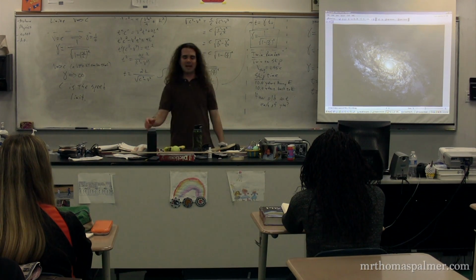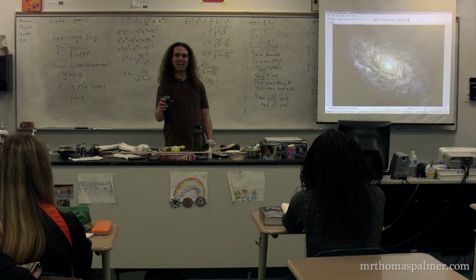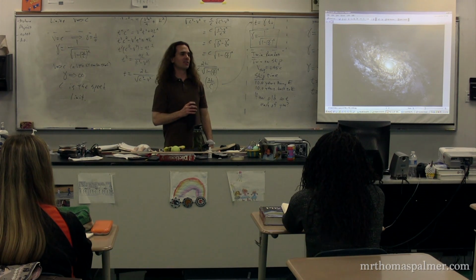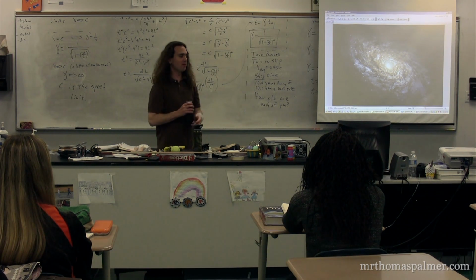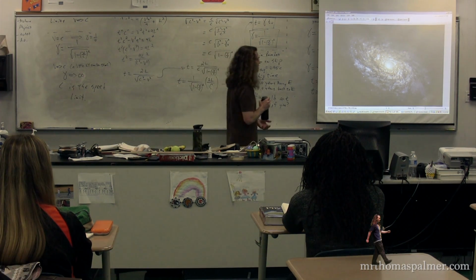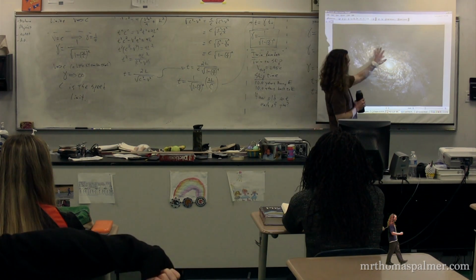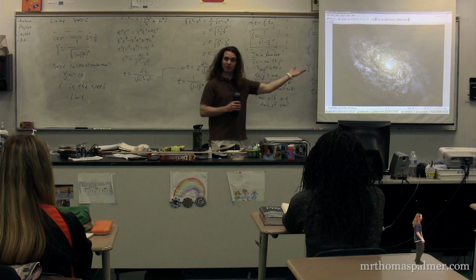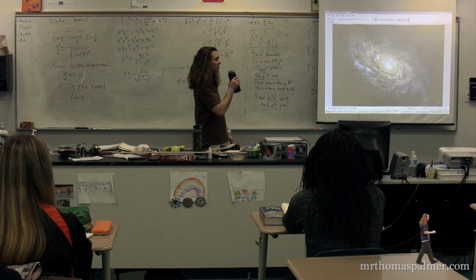What type of galaxy is that? It's a spiral galaxy. This is a spiral arm galaxy. This is much like the galaxy that we live in, the Milky Way galaxy. It is, of course, not a picture of the Milky Way galaxy. We do not have this vantage point for our own galaxy.